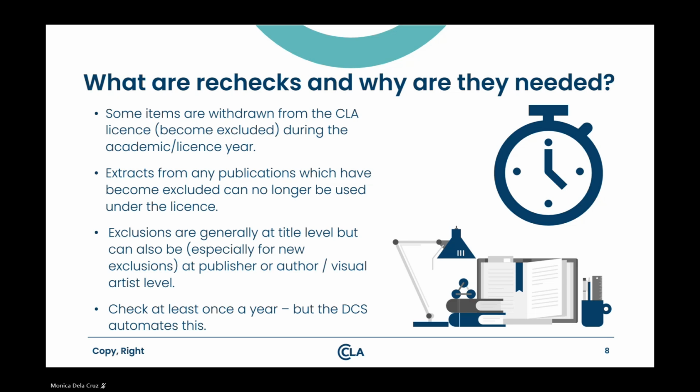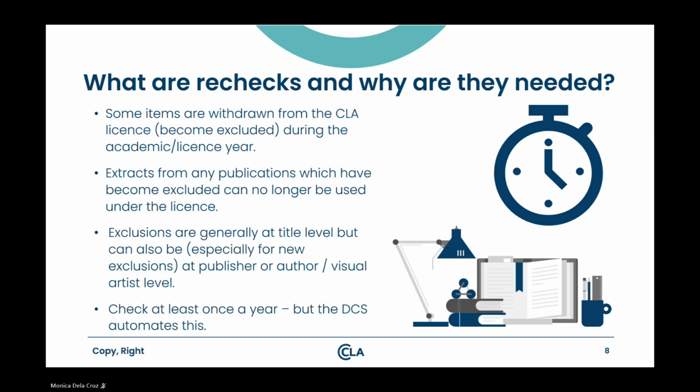But the main thing is that the check permissions will reflect all of this, and everything is automated under the DCS. They are generally at a title level, but as I said, they can be at publisher or author level as well. So it's usually a publisher that it's excluding one or more of its titles, but not all. And the license says that you must check these once a year, but of course the DCS does automate this.